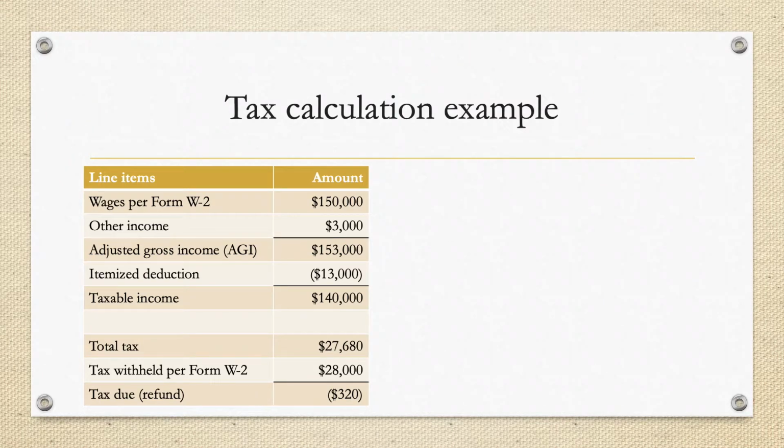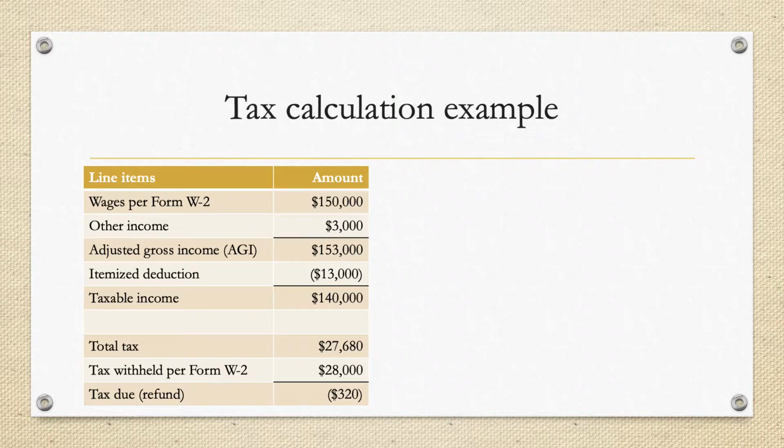Let's go through an example to illustrate what we just talked about. From here, you can see we have wages per Form W-2 of $150,000. A Form W-2 is what you will receive on an annual basis, which records what you have earned during the year. In this example, you have earned $150,000 for your wages. And then we have other income of $3,000.